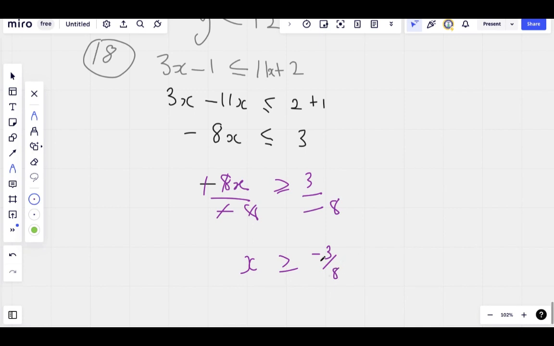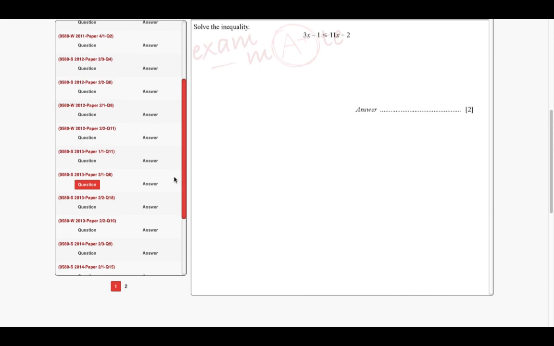You can leave your answer in decimal or leave it in this fraction. Okay, so that's that for this question. You can leave the answer as x is greater than or equal to -3/8, in fraction or in decimal. Whichever one is fine. Now let's take a look at another one.